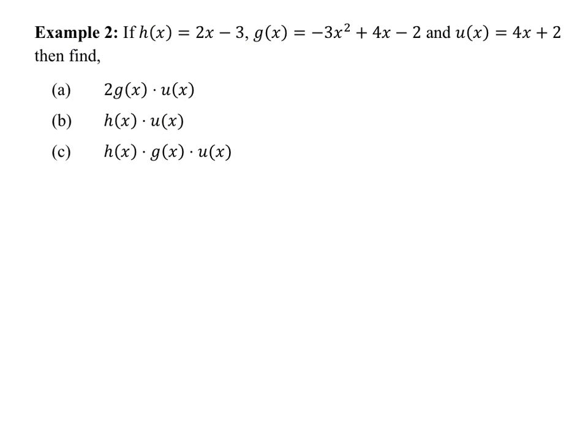So example 2 asks us the following. If we're given some functions and we want to figure out products of those functions, how can we express them? So let's start with part A. So we're given h of x, g of x, and u of x. And part A says, what is 2 times g of x times u of x? So what approach might you take? There's 2 ways to approach this. What do you got? Well, you could plug in g of x, and then multiply it by 2, and then put in that, and then when you distribute the 2 first, and then you multiply the 2.